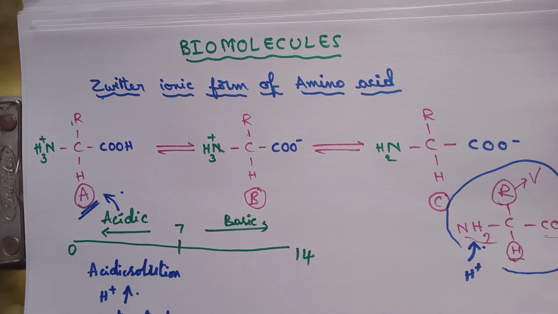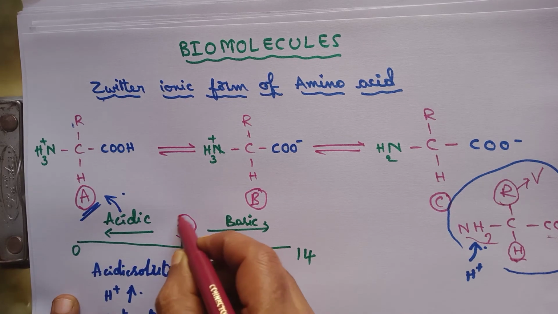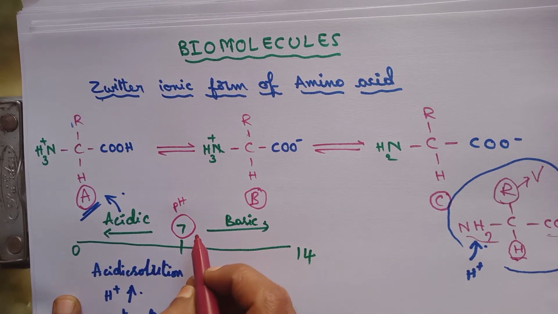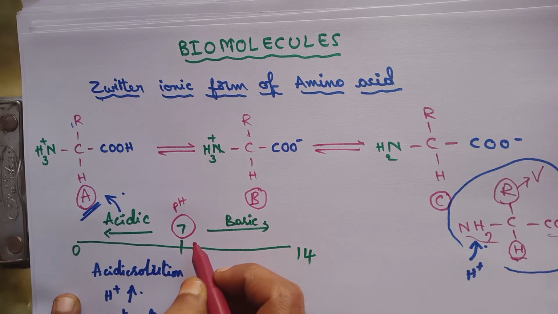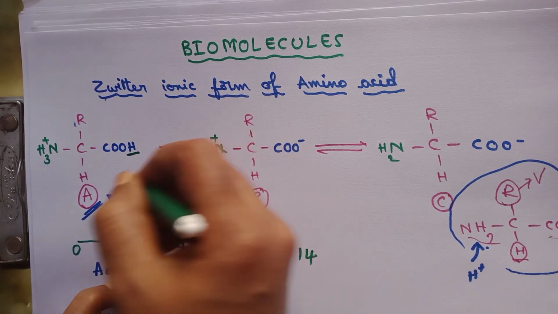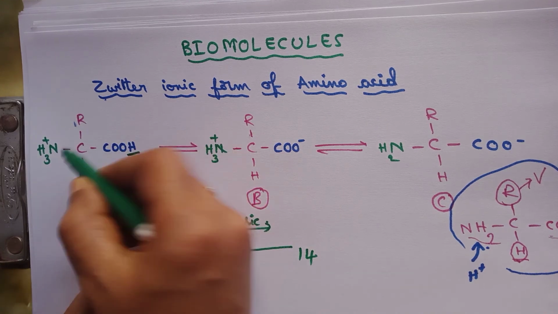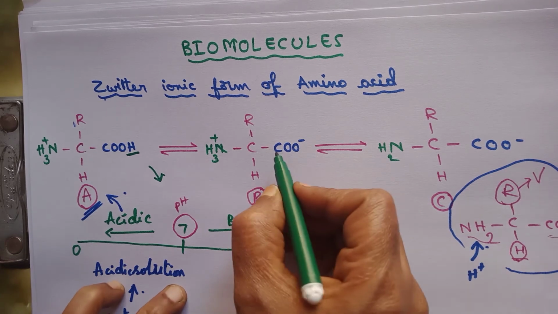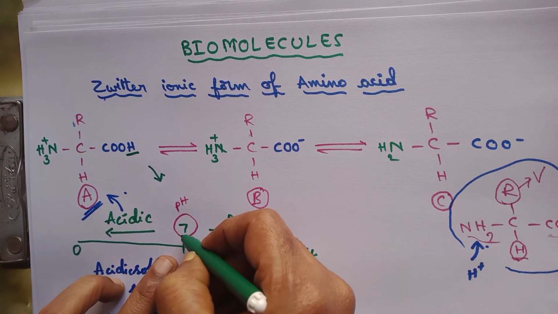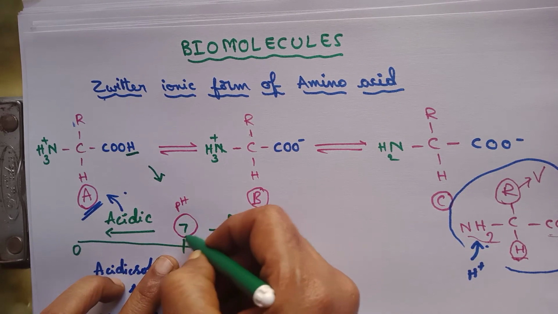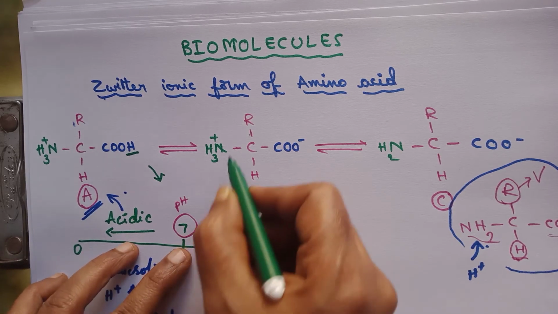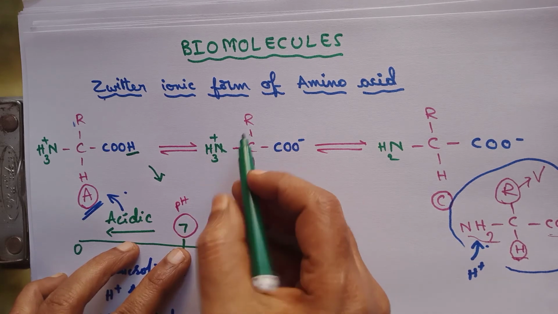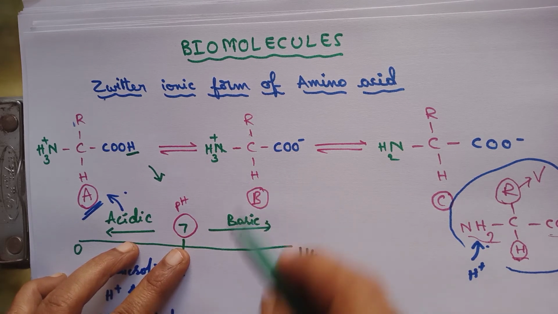Now coming to neutral pH, that is pH 7. When the amino acid is present in a solution with neutral pH, what happens? The hydrogen present in the carboxylic group of the amino acid will be removed. This is neutral pH, no? Neutral pH is nothing but the isoelectric point. This is the point where both the charges are equal, so the positive and negative charges have become equal.